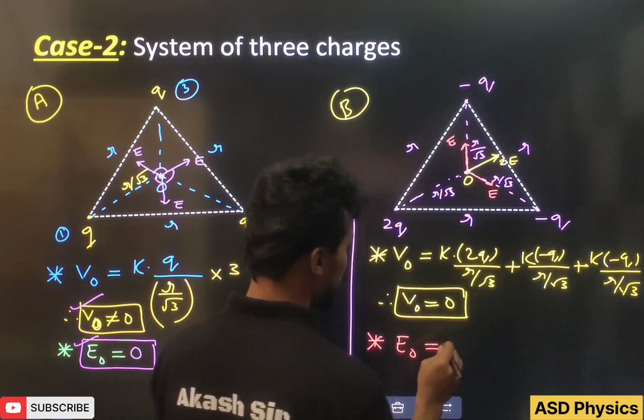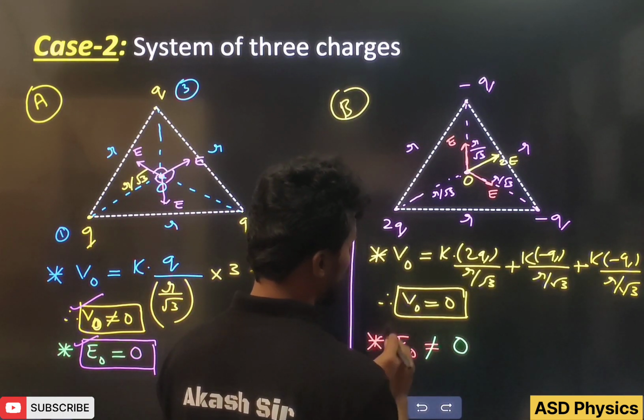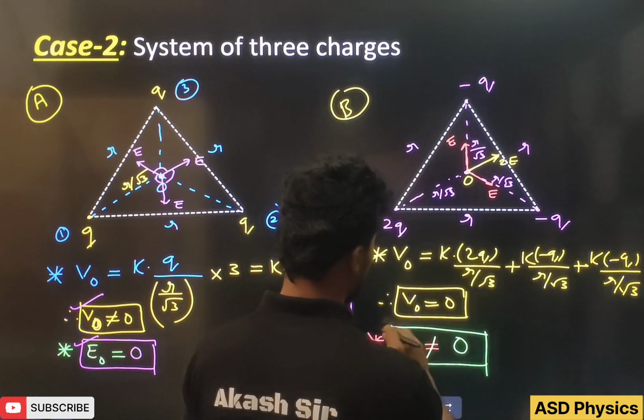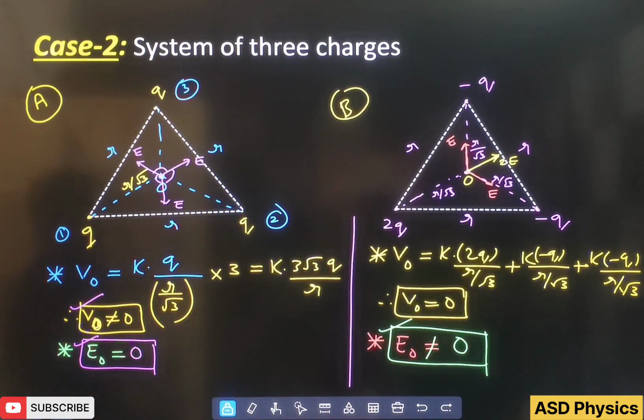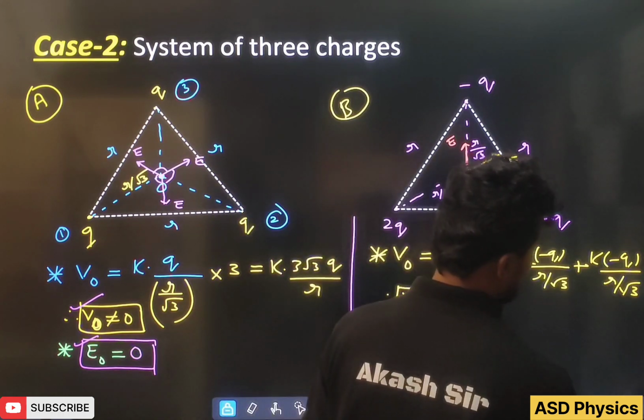But anyhow, what will happen here? The electric field at point O is not 0. So here also I have shown you the situations, potential and electric field conditions and all. So this is for the 3 charges.